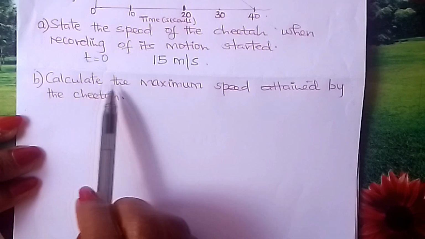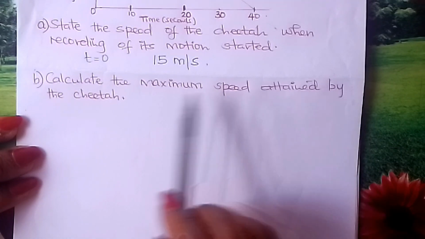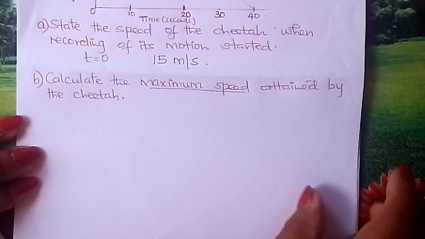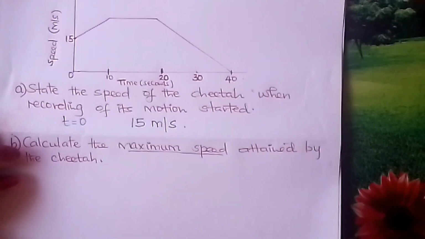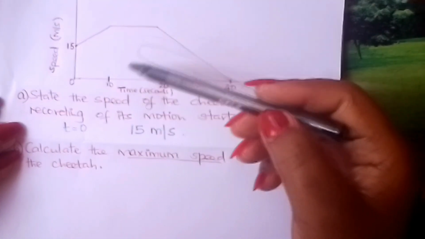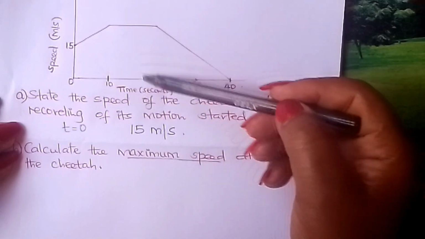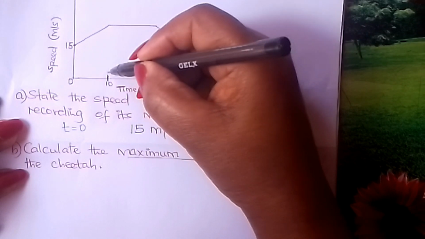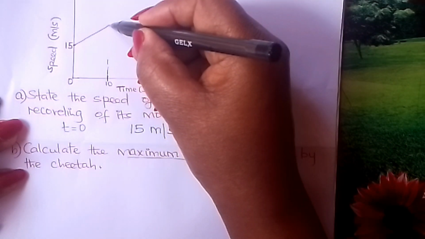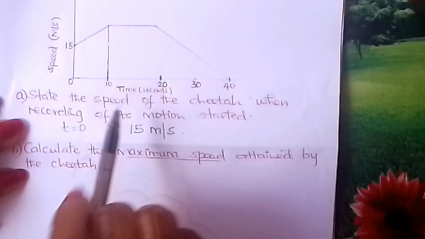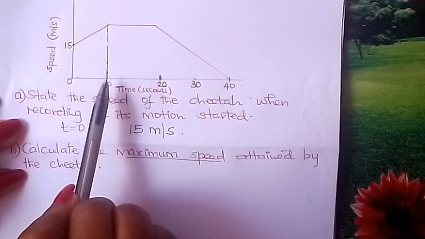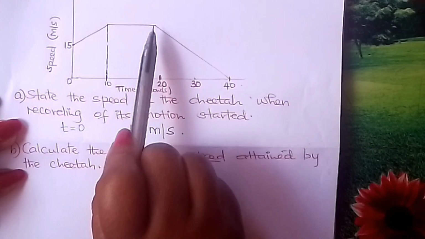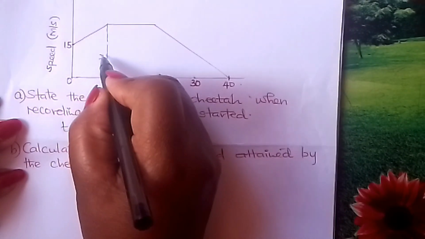We are told to calculate the maximum speed attained by the cheetah. What is the maximum speed? Where do we get this maximum speed in our diagram, learner? This is the figure that we have here. The maximum speed is indicated by this length here. Maybe I can draw a line here. The only maximum speed we can have is from here to here. It is this height around here. So let us call it x.